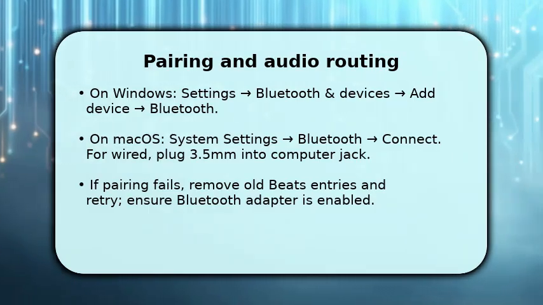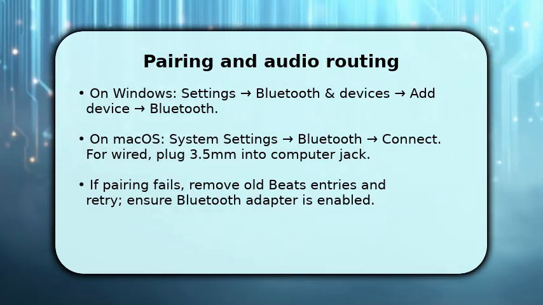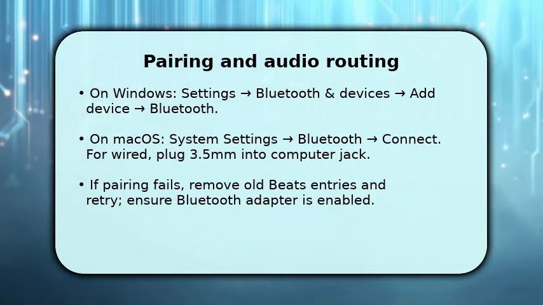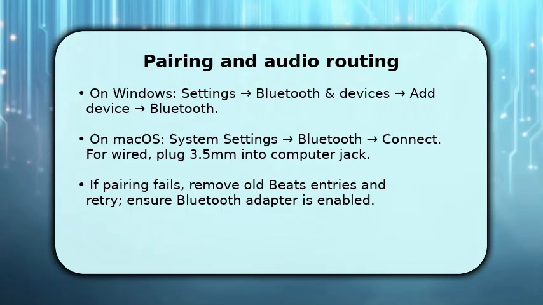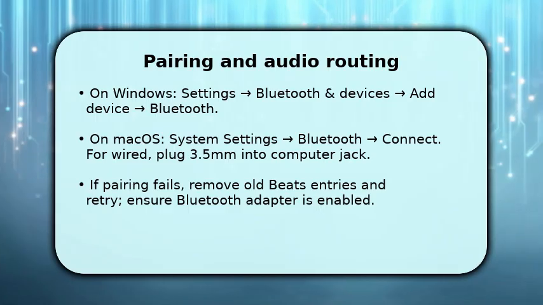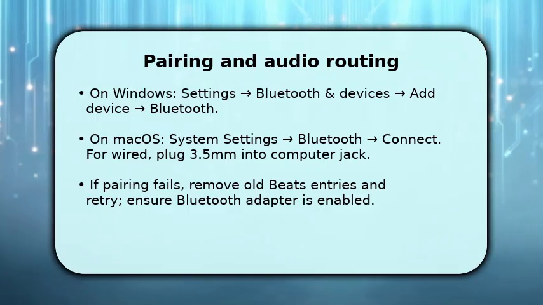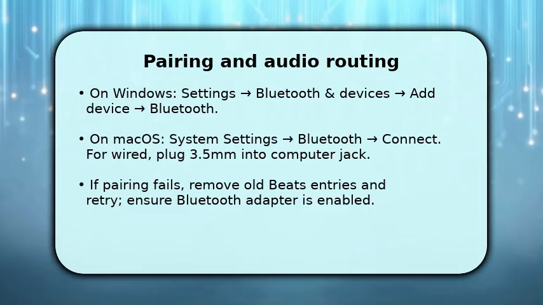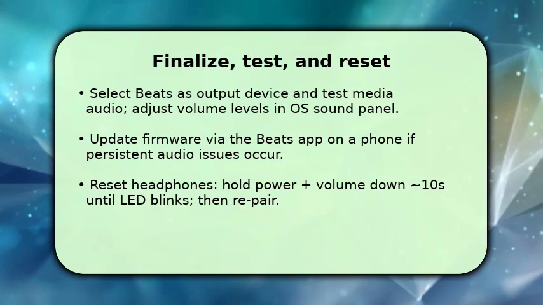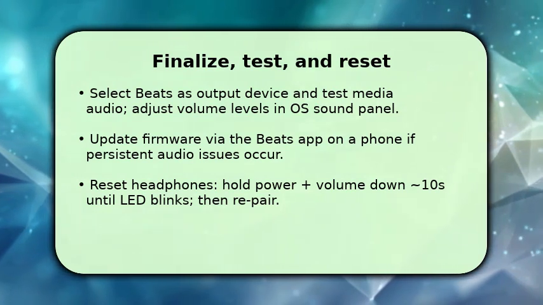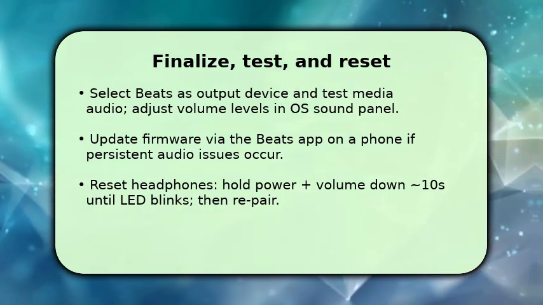If you prefer wired audio, plug the 3.5mm cable into the headphone jack and set output to headphones in sound settings. Make sure to remove any previous Beats pairing before retrying, and verify your computer's Bluetooth adapter is enabled so the connection can complete successfully. After connecting, select Beat Studio 3 as the audio output in your system sound settings and play a test track to confirm left/right balance and volume.